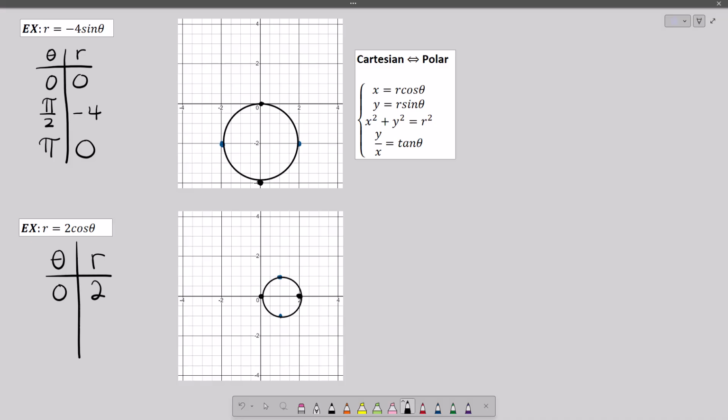So the cosine ones are always going to be shifted to the right. The sine ones are always going to be shifted vertically. This one is shifted down because of that negative. This one is shifted right because this is a positive.